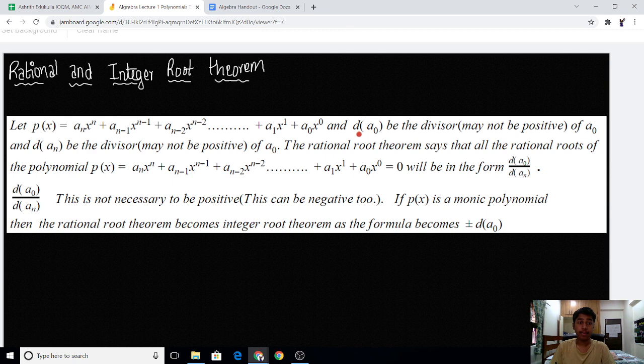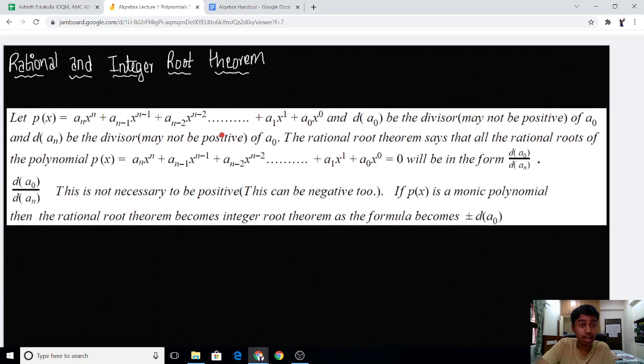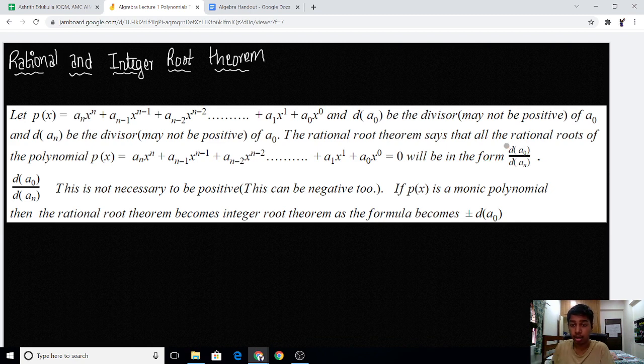Now if the equation p of x has some rational or integer roots, then what the integer and rational root theorem says is that all the roots are of the form d of a naught by d of an, so the divisors of a naught divided by the divisors of an. This term might not be only positive, it can be negative also. It's not necessarily positive as I have given here.